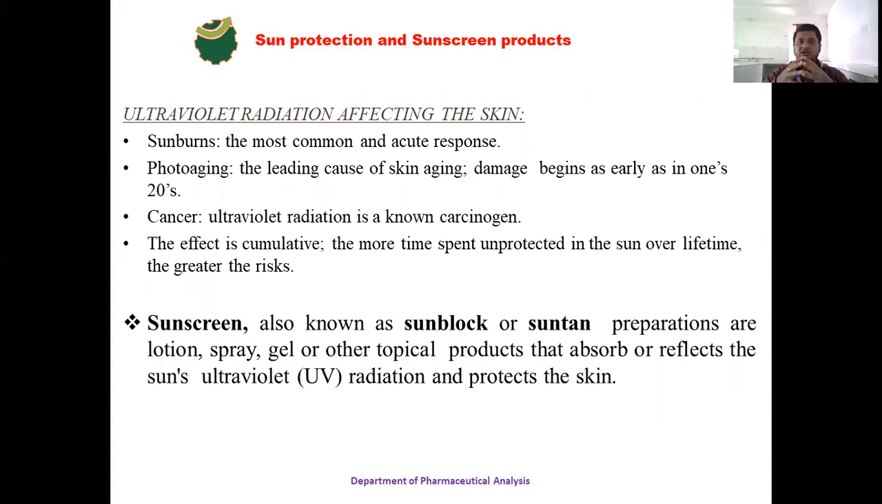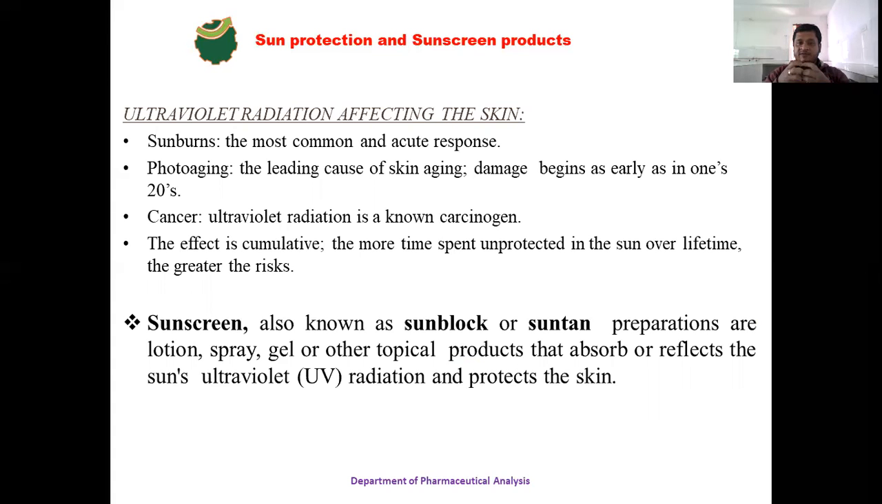Now what are the problems that anyone can face from UVB rays? Sunburn, definitely photoaging, skin cancer, and definitely other skin problems or disorders. Now to protect the skin from all these harmful effects like sunburn, photoaging, wrinkles or skin cancer, all these problems can be inhibited, or the skin can be protected, by using sunscreen preparation or sunscreen product.